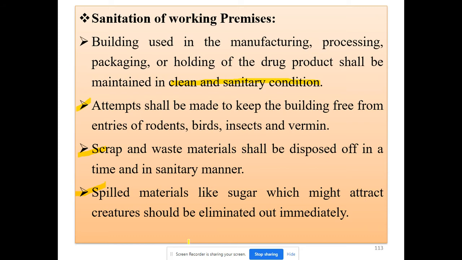It should get washed out immediately. Otherwise, that sugar-based material is responsible for the attraction of the creatures. And once the creatures get attracted, then definitely it will hamper the quality of your pharmaceutical product.